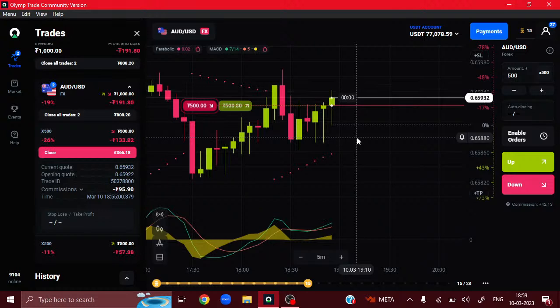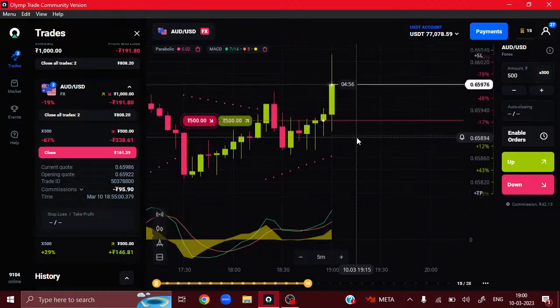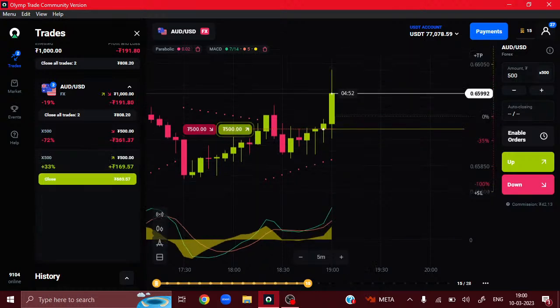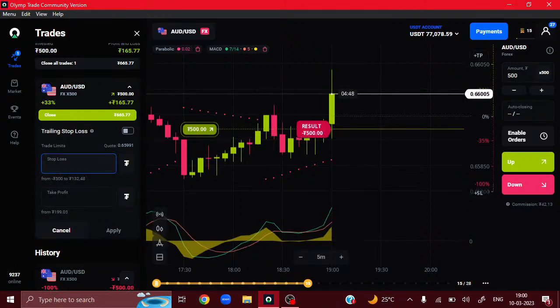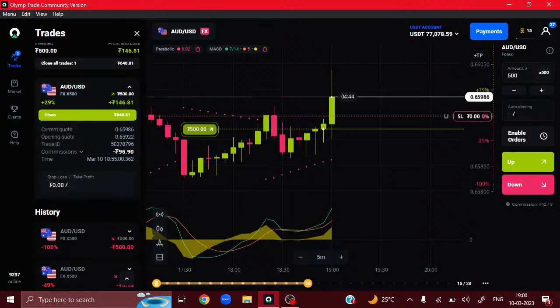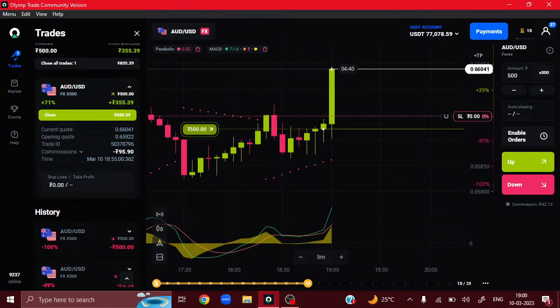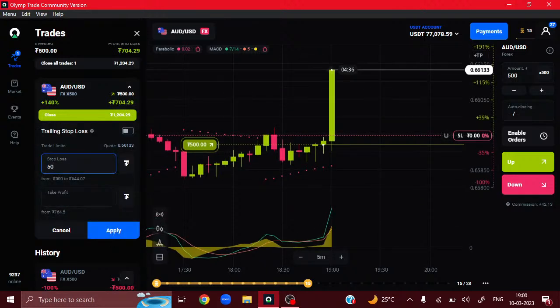As soon as we lose the entire 100% on one of the trades, we will shift the stop loss of the second trade to 0%. For example, I shifted my stop loss here to 0%. So now I will hold on to this trade, and I will trail my stop loss. Now I am trailing it to 50%.